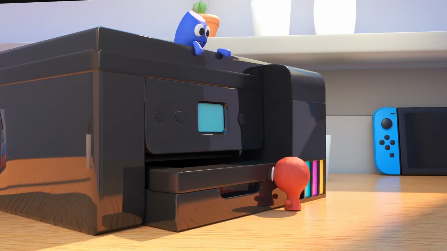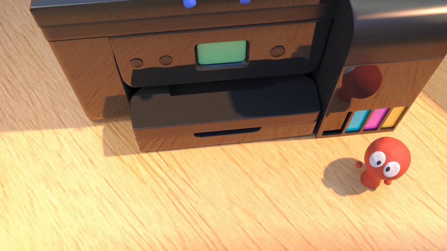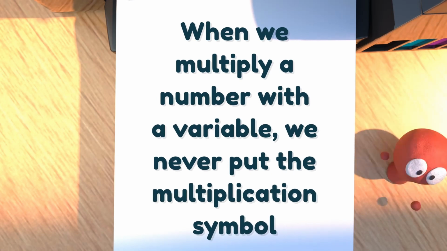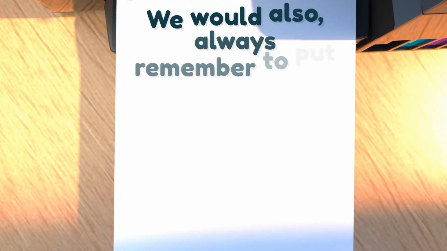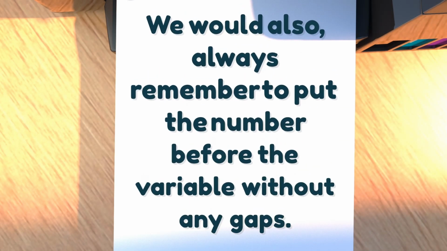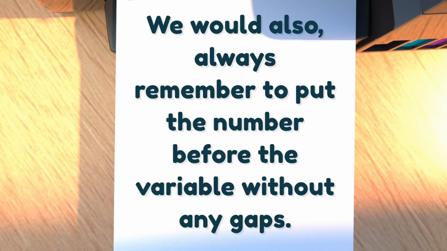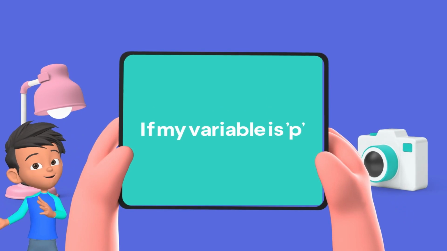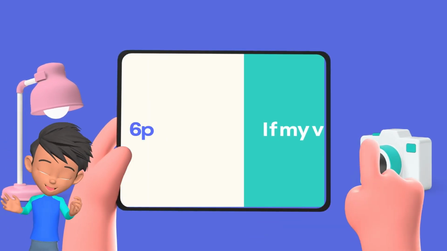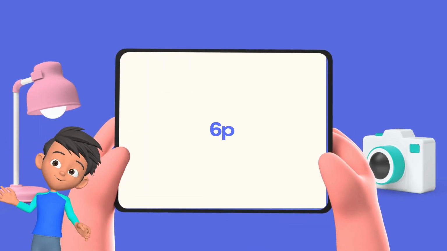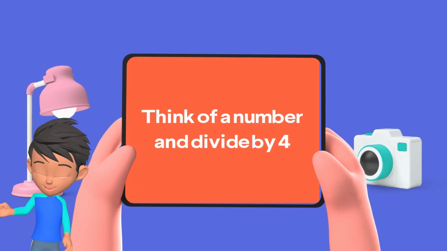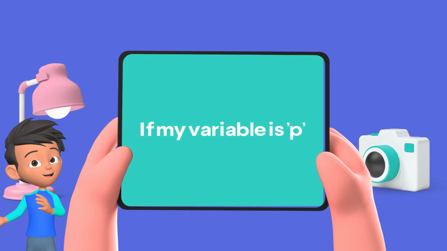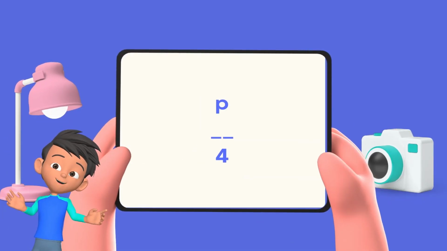Write this down carefully somewhere. In algebra, we do not put the multiplication sign at all. We simply write the number before the variable, and that is considered to be that number multiplied by that variable. For example, if our variable is p and we have to multiply it by 6, we write it as 6p. If we have to divide a variable by a number, for example 4, it is preferred that it is written as a fraction, p over 4.